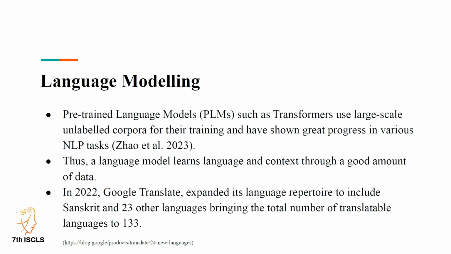So how do machines learn? Language modeling has been very helpful in advancing machines in language intelligence. Pre-trained language models such as transformers use large-scale unlabeled corpora for their training and have shown great progress in various NLP tasks. Therefore, we can say a language model learns language and context through a good amount of data. In 2022, Google Translate expanded its language repertoire to include Sanskrit and 23 other languages, bringing the total number of translatable languages to 133. Google Translate uses the transformer architecture.